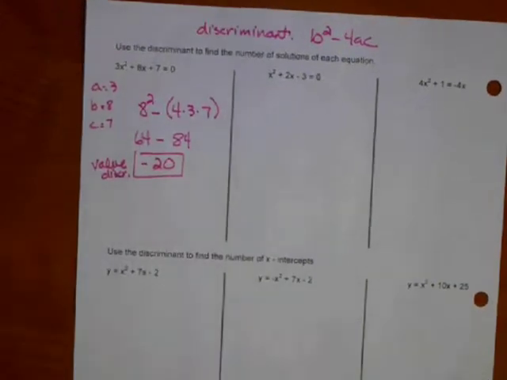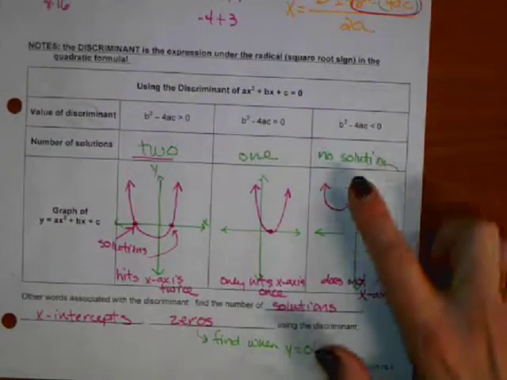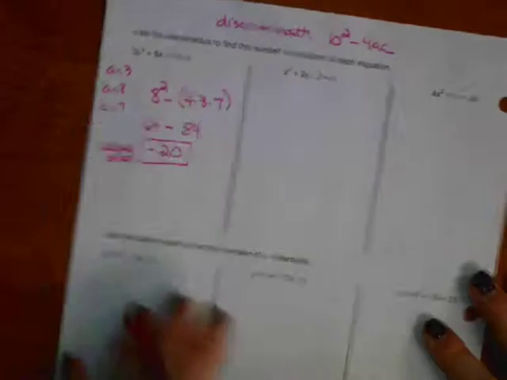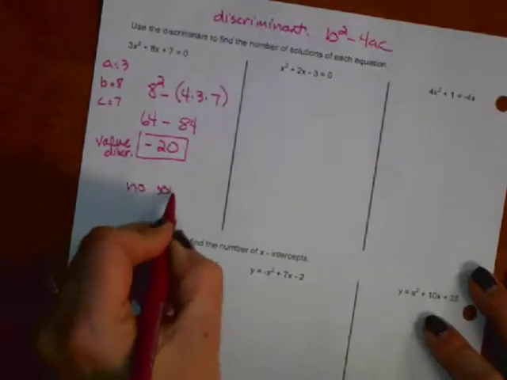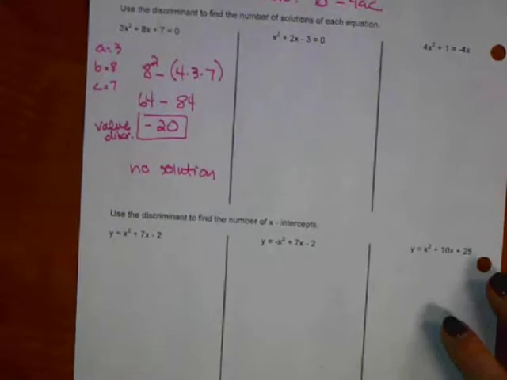So, if that's the case, how many solutions does this equation have? If you don't know, you go back and look here. If it's less than 0, that means there's no solution. It never hits the x-axis. So that's all you do. No solution. You're not finding the solutions, you're just finding how many there are.